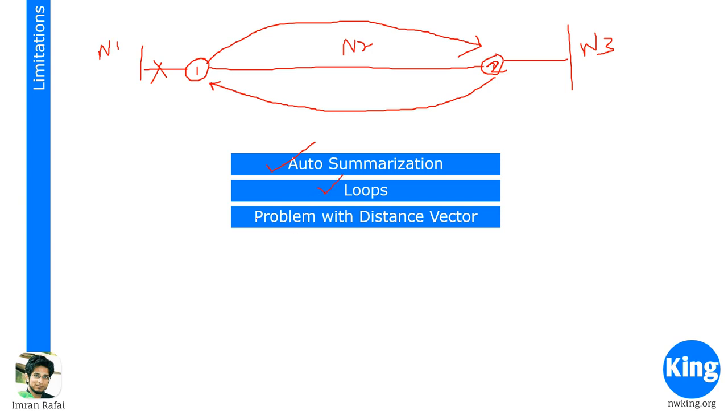And then there is an inherent problem with distance vector, because distance vector, like we discussed earlier, looks only at the distance. It doesn't look at the link state. So that's why distance vector is not such a great routing protocol. So the metric used is distance, like we discussed earlier.